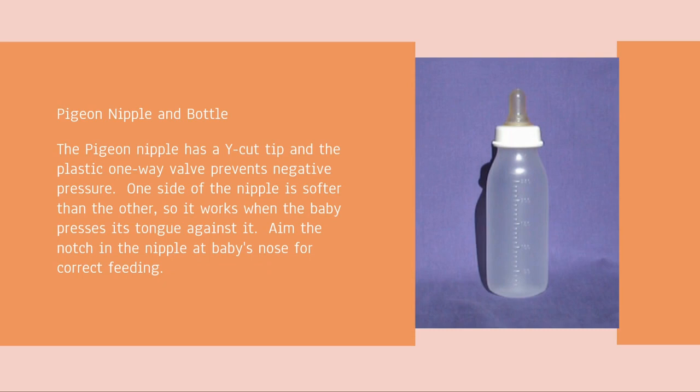This is called the Pigeon nipple and bottle. The Pigeon nipple has a white cut tip and a plastic one-way valve which prevents negative pressure. One side of the nipple is softer than the other, so it works when the baby presses its tongue against it. Aim the notch in the nipple at the baby's nose for correct feeding.